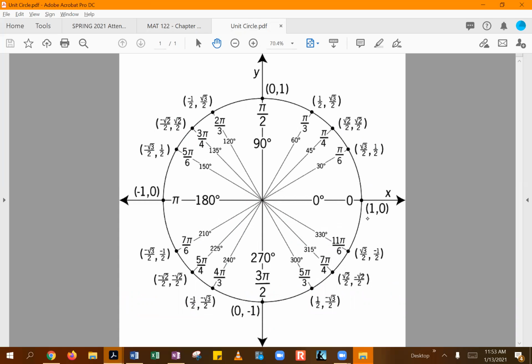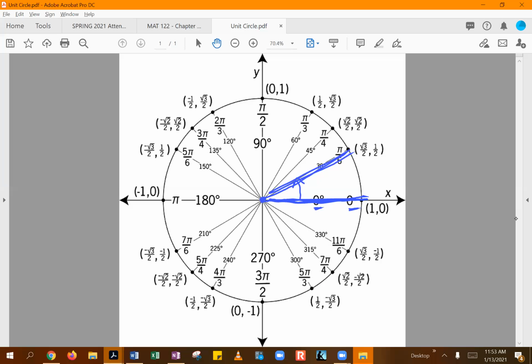So you start, this is going to be our vertex right at the center. This is our initial side. So, if your terminal side and initial side just happen to be right in this position, that means you're looking at 0 radians, or you can think of that as 0 degrees if you're using degree measurement. Then if you do, from the initial side, just 1/6 of a revolution, that will bring you over here. So that would be a radian measurement of pi over 6, which corresponds to 30 degrees.